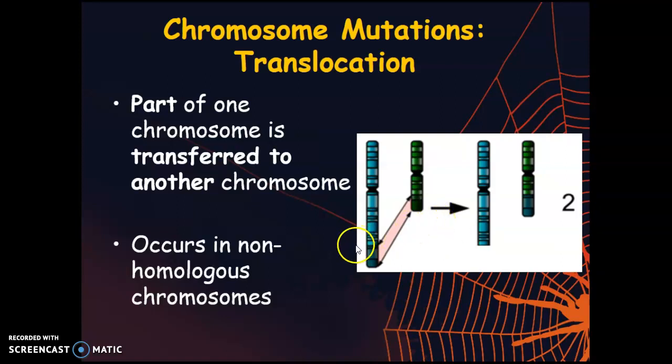Now this is similar to what we saw for crossing over. However, in the case of translocation, we're most likely looking at non-homologous chromosomes, so chromosome 1 and chromosome 20. In crossing over, we're looking at a fair trade between homologous chromosomes. Keep in mind, this could happen as an unfair trade in homologous chromosomes as well.